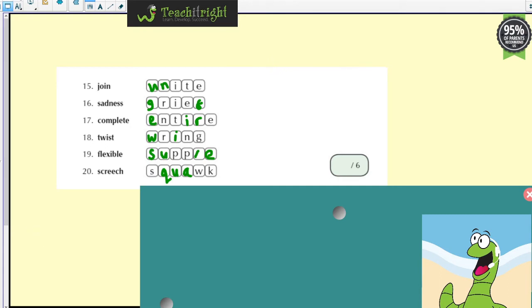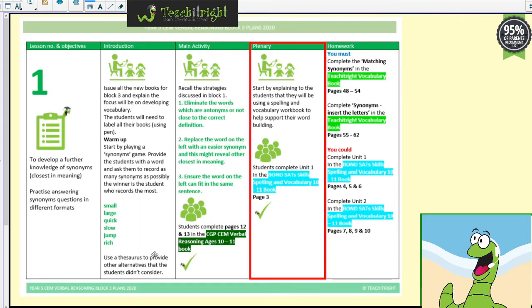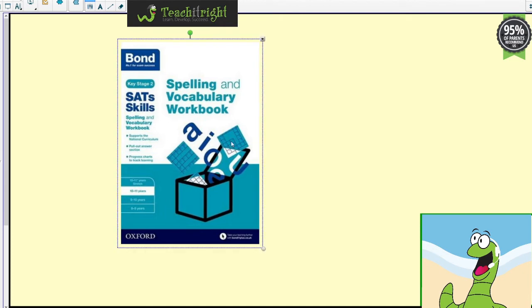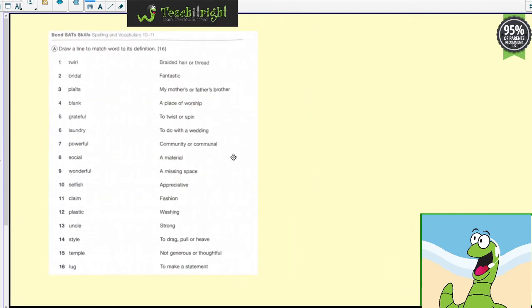Right, guys, that's tough, but really well done. We're going to move on now to a separate book, and this is just the last little wrap-up activity. And again, it's more ways of testing you on the same things, testing those vocab skills. This is using the Bond book, and we're just going to do the first page together, which is page 3.